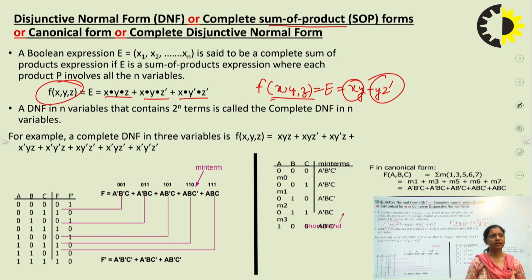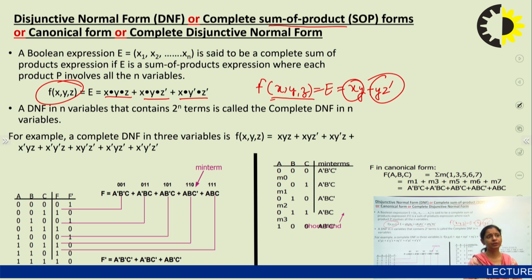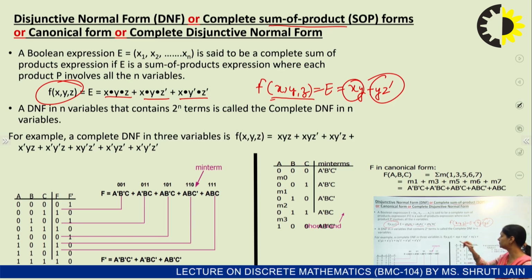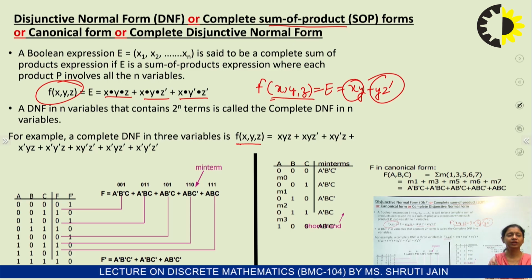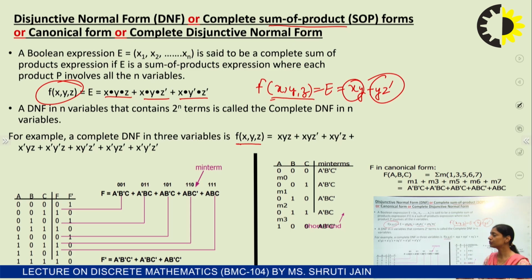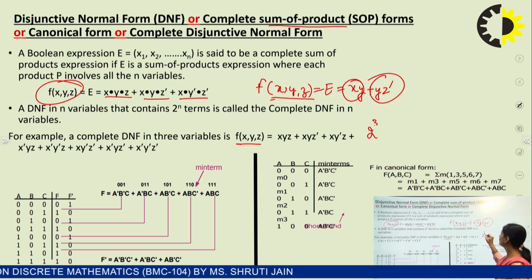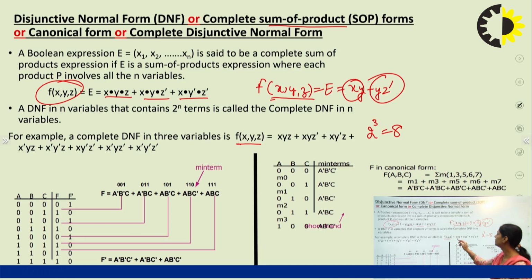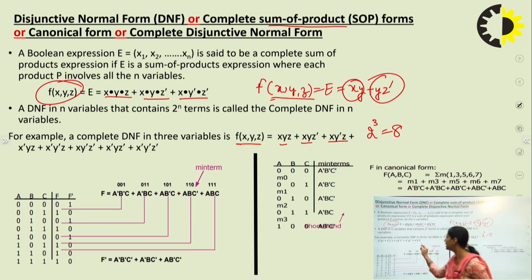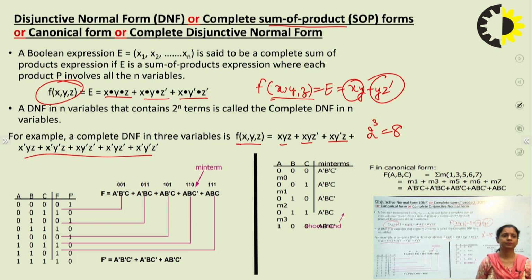So a DNF in n variables that contains 2 to the power n terms is known as the complete DNF form. For example, if I talk about this, we have 3 variables. That means 2 to the power 3 terms will be there. 2 to the power 3 terms means 8. We need to have different combinations of it. So we have these 8 terms that are there in the complete DNF form.